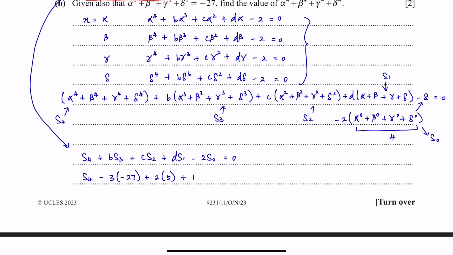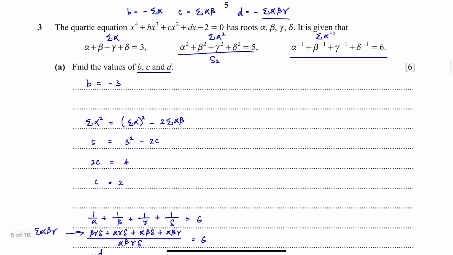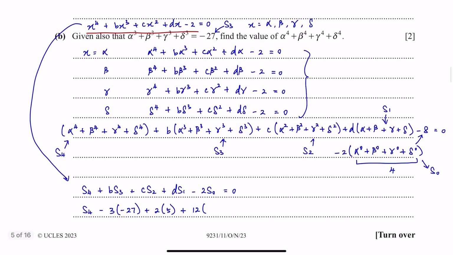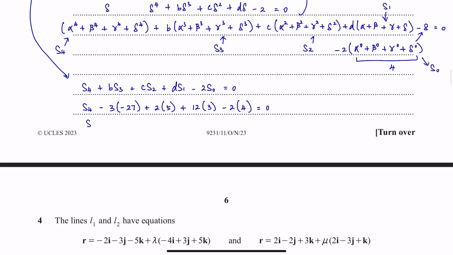D is 12. S1 is 3. This is S1. Minus 2. What is S0? So S0 is basically this thing. And these are all 1, 1, 1, 1. So it adds up to 4. So S4 will be equals to negative 119.